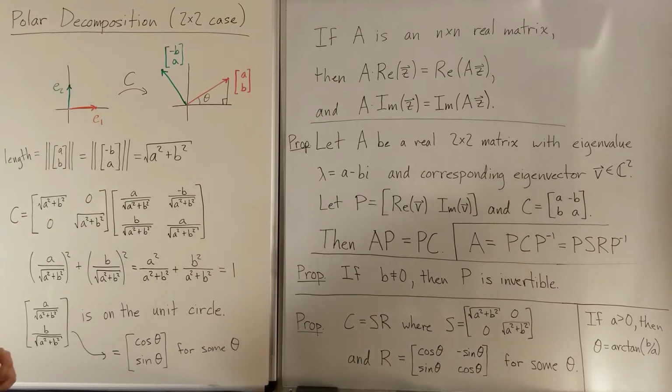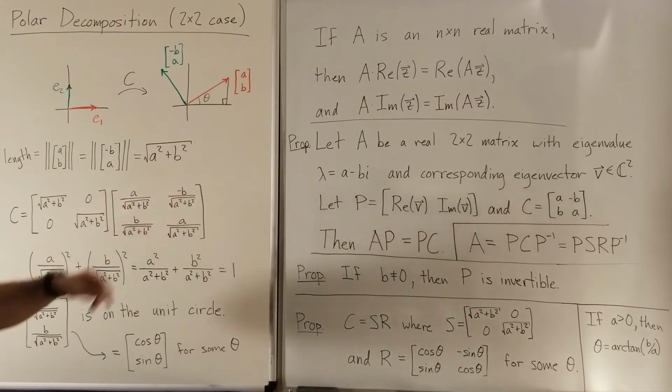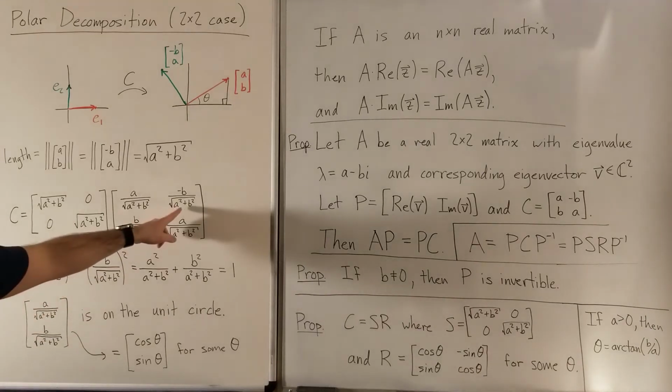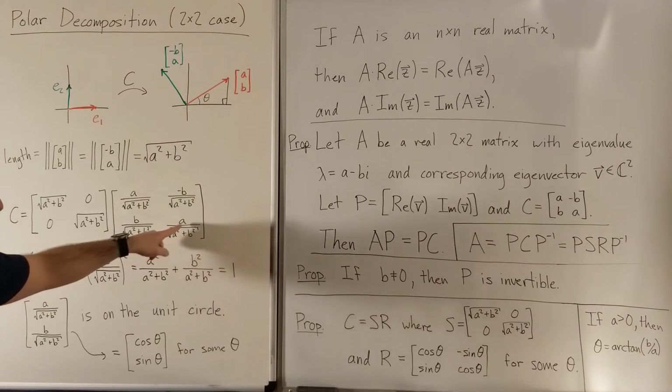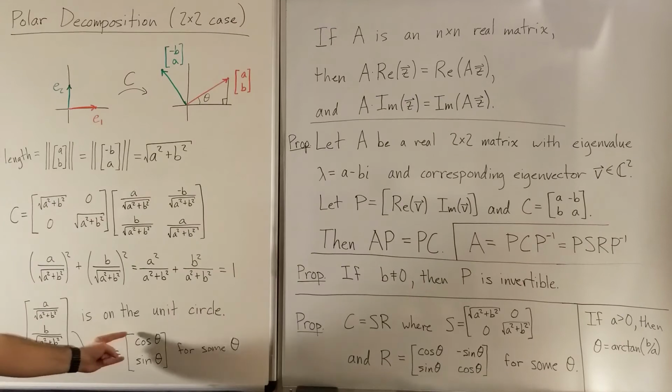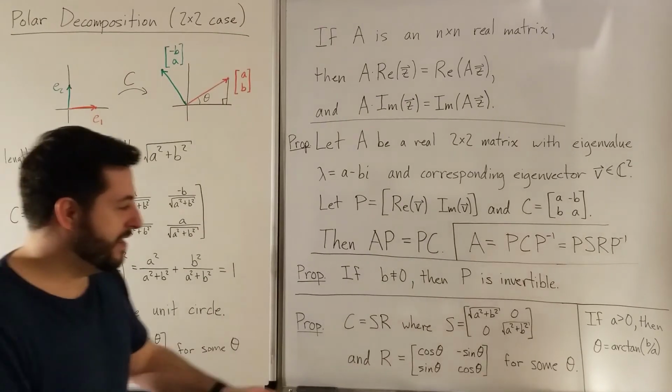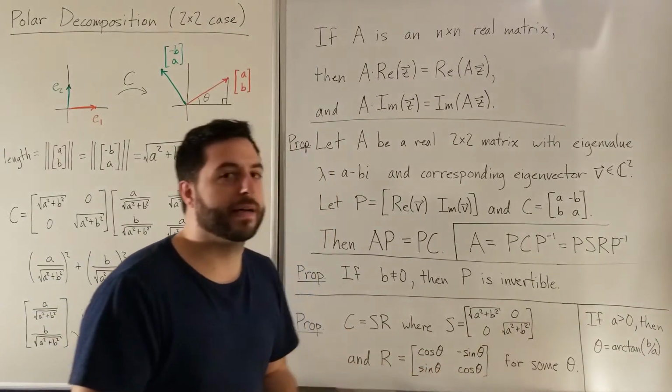In other words, we'll say the x coordinate and the y coordinate, x squared plus y squared is equal to 1. Another way of saying that is this vector here, which is the first column, is on the unit circle. And for any point on the unit circle, you can think about the x coordinate as being cosine of theta for some theta, and the y coordinate being sine of theta for some theta. Now we can do the exact same thing for the second column, or we can just note that this is the opposite of this, and this is equal to this. So if we have cosine and sine, then the second column is just negative sine and positive cosine.